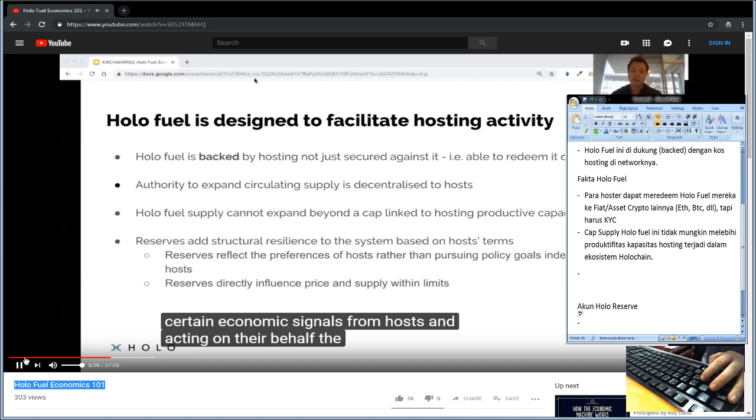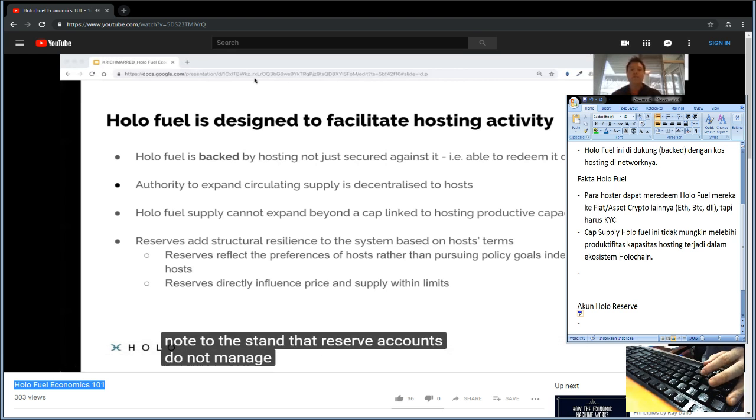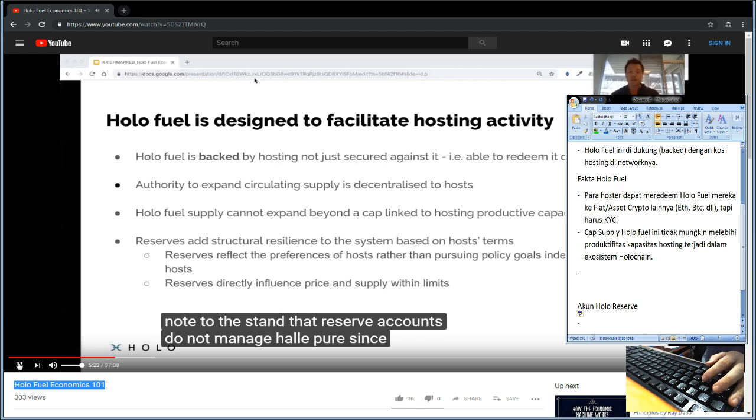On their behalf to sell and redeem Holo Fuel, influencing price and supply in the process. It's important to understand that reserve accounts do not manage Holo Fuel.